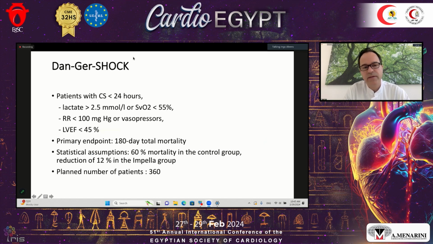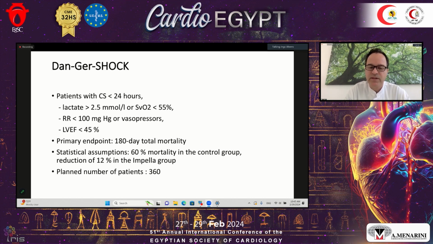So, having seen this, we're now looking forward to whether pure left ventricular unloading without VA ECMO might be something that is helpful for cardiogenic shock. So this is the DanGer shock study that will be presented at ACC in April. This includes patients with cardiogenic shock randomized within 24 hours. The lactate level that is necessary is a bit lower. It's 2.5 millimole compared to the ECLS shock trial. And the blood pressure is a bit more liberal, so it had to be below 100 millimeter Hg or the use of vasopressors. And the left ventricular ejection fraction should be below 45%.